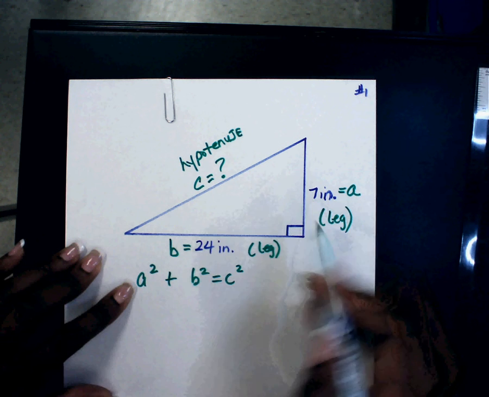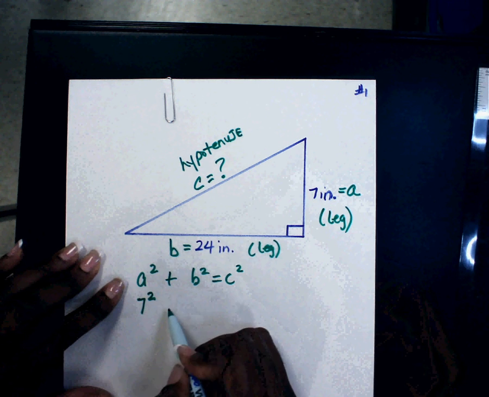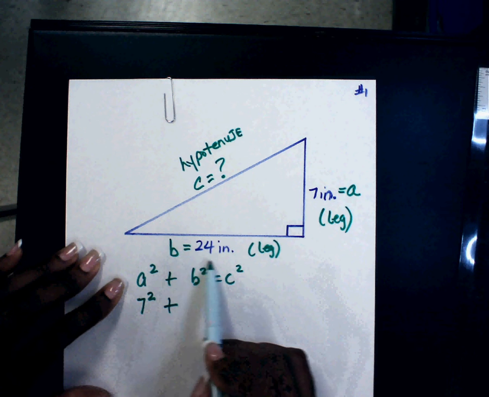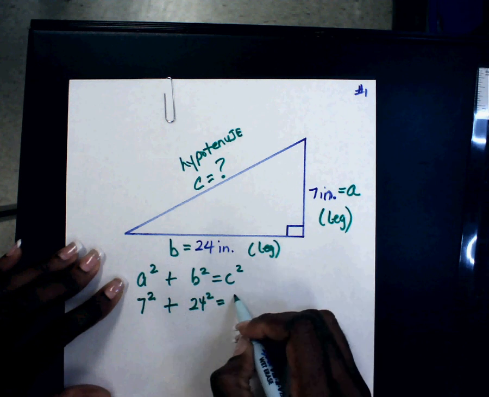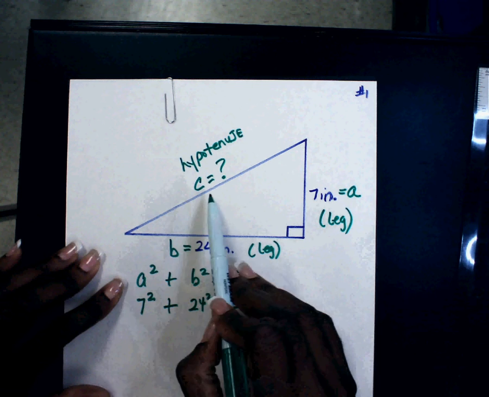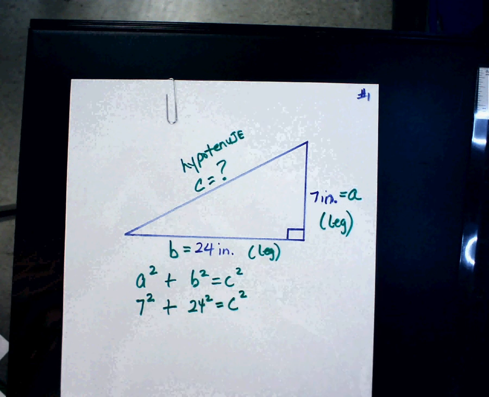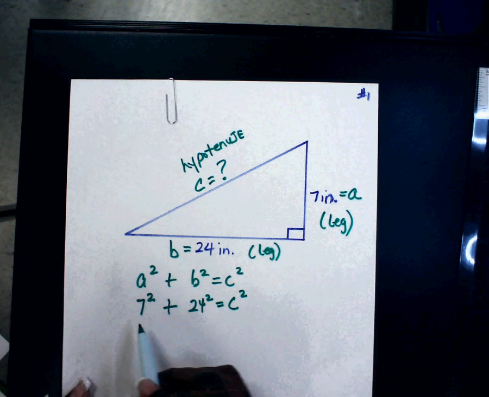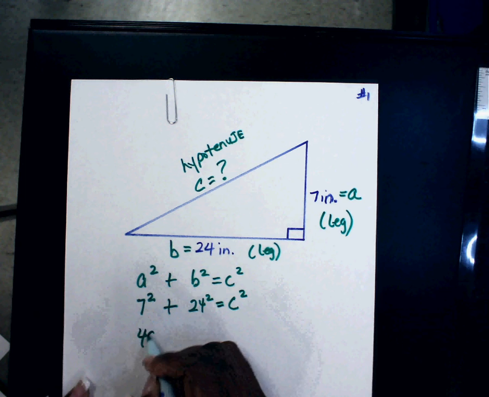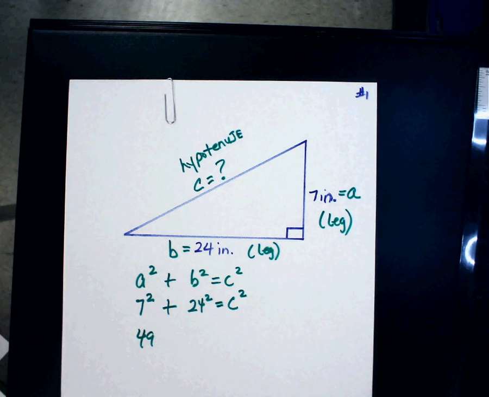So for A, we find A's length is 7 squared, plus our B, which is 24 inches, we have 24 squared, equals our C squared. We just leave it C squared because guess what? We don't know what C is. Excellent. So now let's look at simplifying both sides of this equation. So we have for our first side, 7 squared is 49.